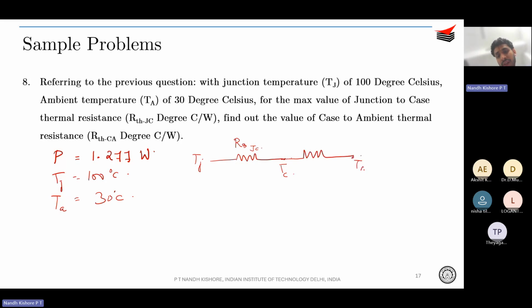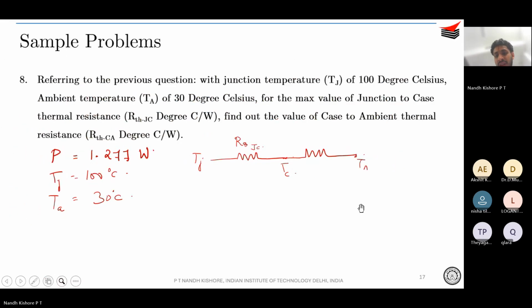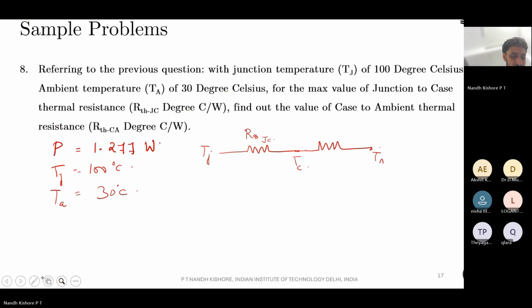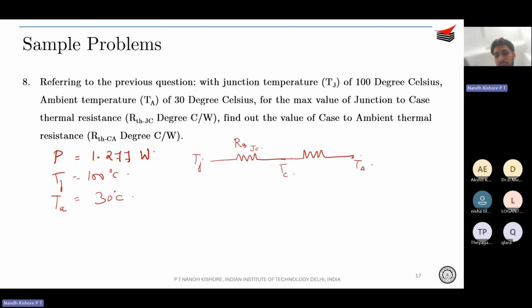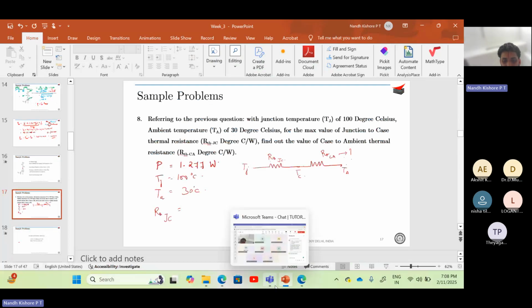If you don't have any heat sink, from case the heat is taken out to the ambient directly. So this is your Ta and this will be R theta C to A, case to ambient. Find out the value of case to ambient. So he's asking us what is R theta Ca. If we go back to the data sheet, you can find out what is R theta Jc. R theta Jc is available in the data sheet. So let's go over there once again.